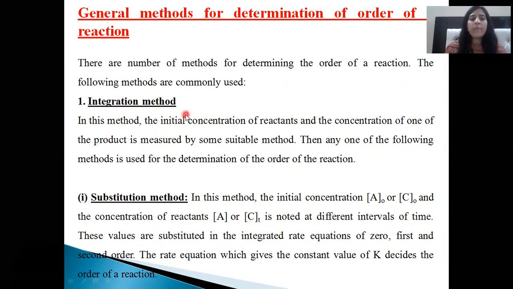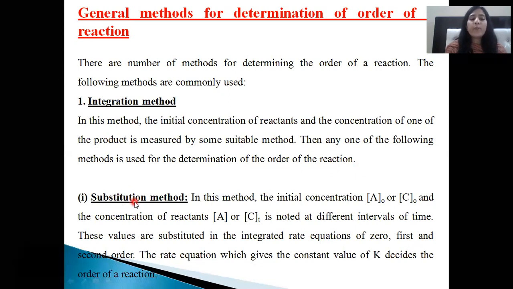First is the integration method. In this method, the initial concentration of reactants and the concentration of one of the products is measured by some suitable method. Then any one of the following methods is used for determination of order of a reaction.